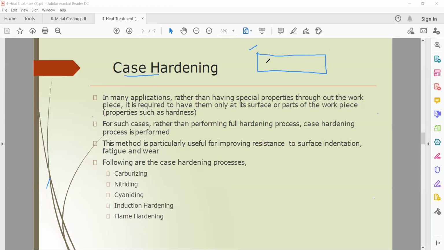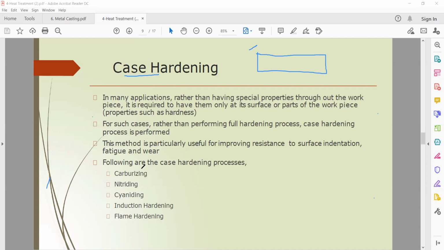Case hardening means this hardening occurs only on the surface of the metal, right? You are not doing the heat treatment process inside the metal. Only you are doing the heat treatment process to the surface, the outer layer of the metal. That is why it is called case hardening, right?